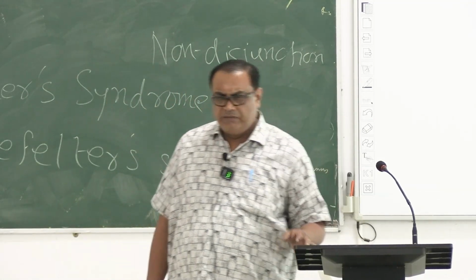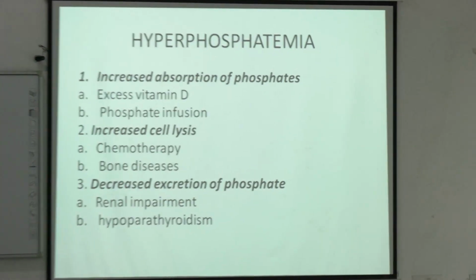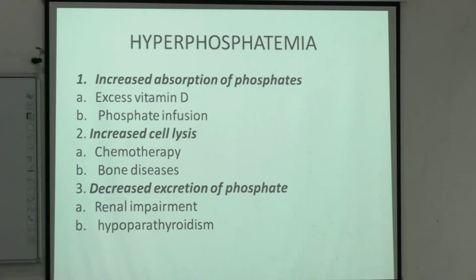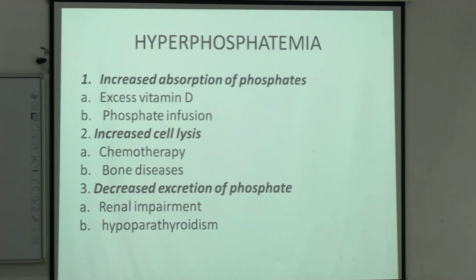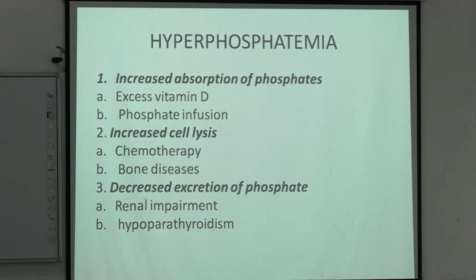Hyperphosphatemia. They might ask you like this: name the conditions in hyperphosphatemia. One is excess vitamin D, second is phosphate infusion, increased cell lysis. When there is cell death, that means in chemotherapy. Then bone diseases, where bone is being resorbed. Excess phosphate will be appearing in the blood.